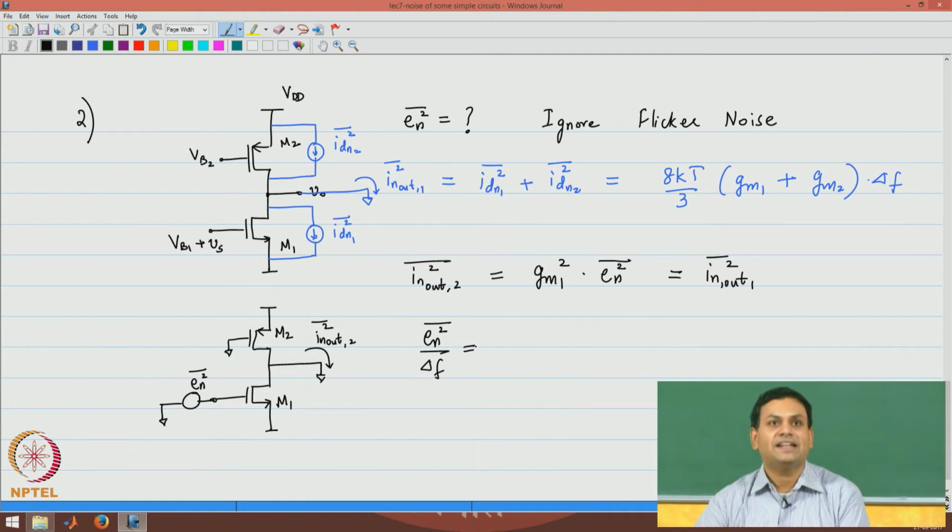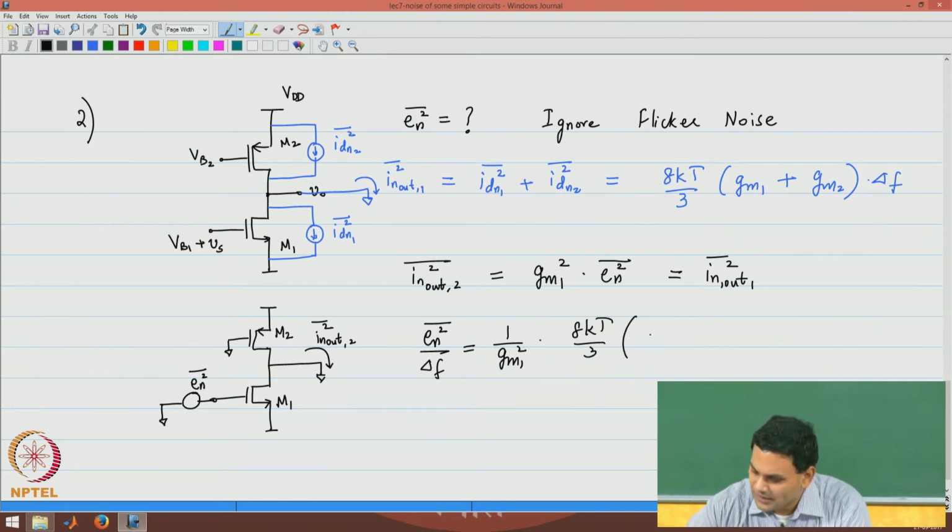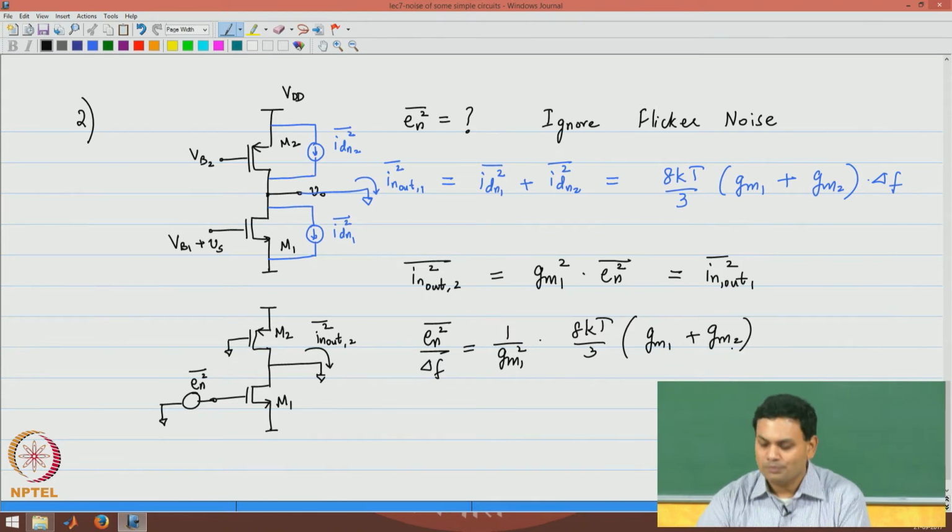En squared by delta F is simply 1 over GM1 squared times 8 kT by 3 into GM1 plus GM2. So, this is the input referred noise voltage squared for this particular circuit.